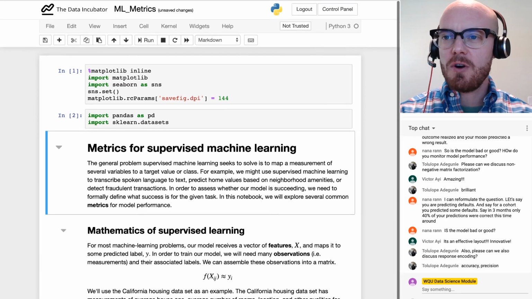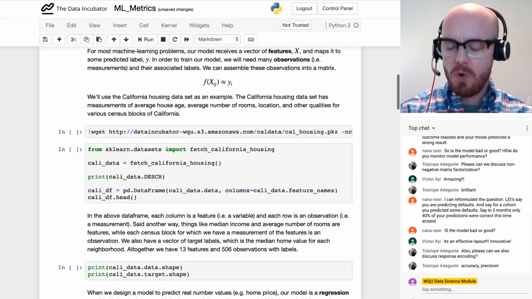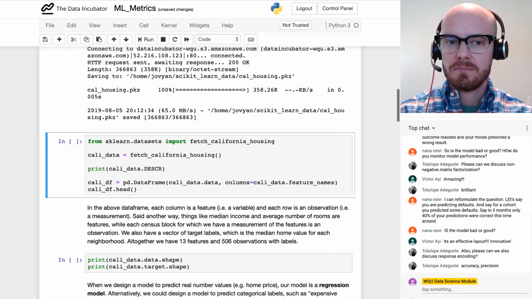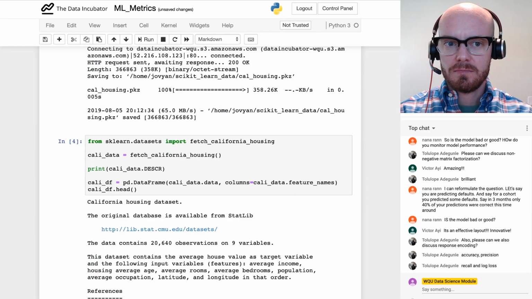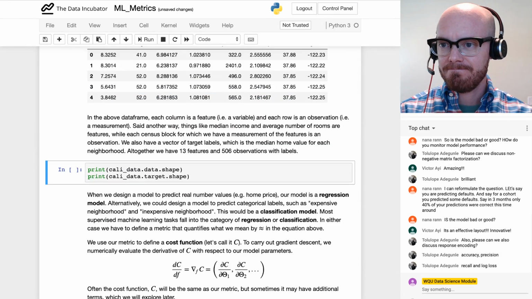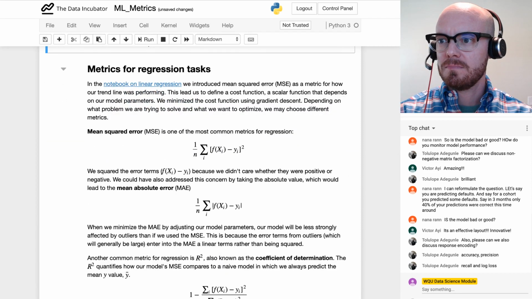So Tulalupe's already got a few. Accuracy is one. Precision, recall, these are all good ones.